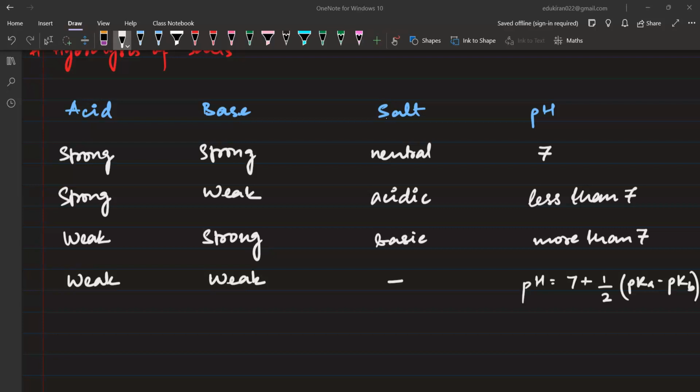Please copy this table down. Raise your hand once you're done. So Deja, waiting for you.